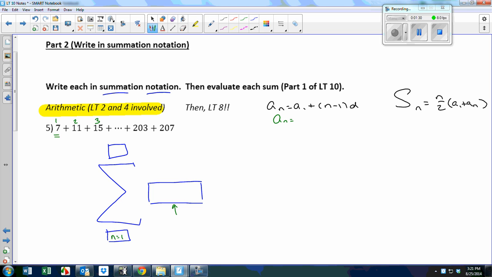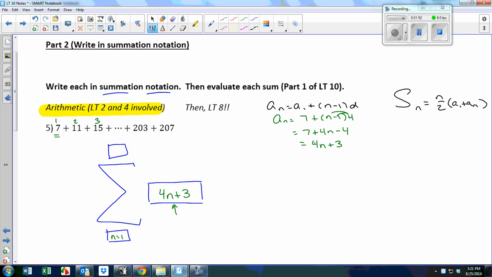A sub n is first term 7 plus n minus 1 times the d, which we can figure out is 4. We'll distribute the 4, combine like terms, and 4n plus 3 is your explicit rule. So that's what goes there, the explicit rule for this series.